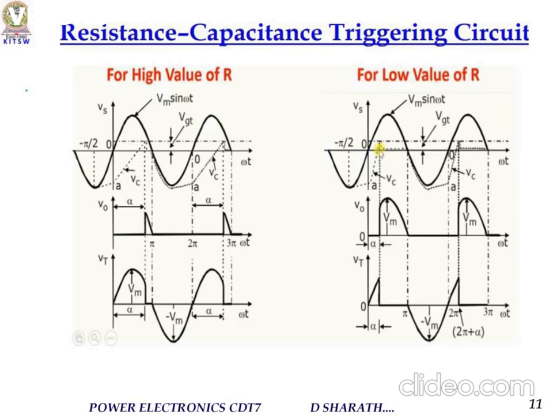So this is the resistance capacitance circuit for a low value of R. This is the waveform for a low value of R. In this we are getting triangular triggering. In this we are getting maximum sinusoidal triggering.